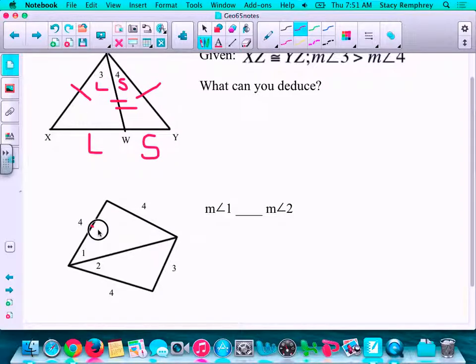Over here, I have 4 is congruent to 4. This is congruent by reflexive. 4 is bigger than 3, so they're not congruent triangles. Because I know all this about side lengths, I can conclude angle 1 is greater than angle 2.